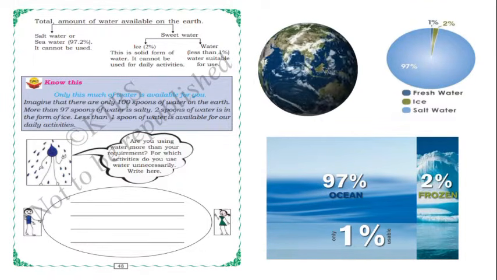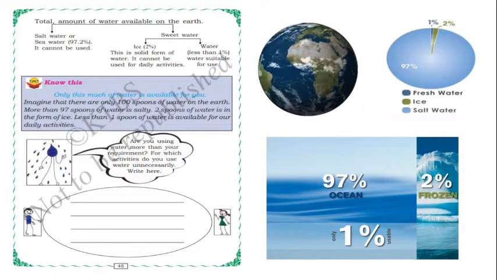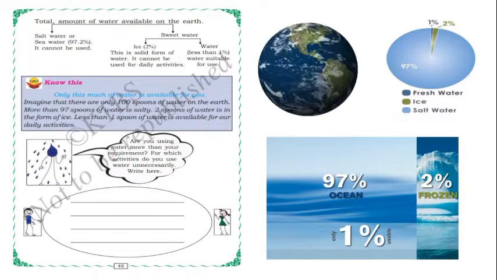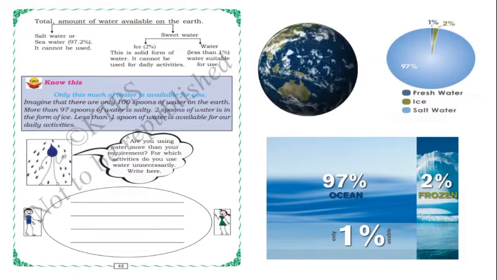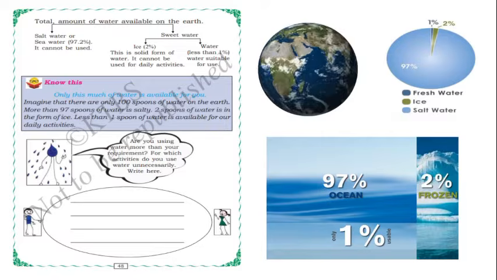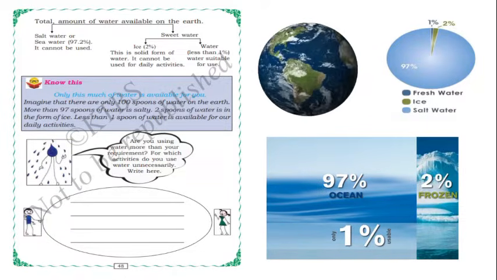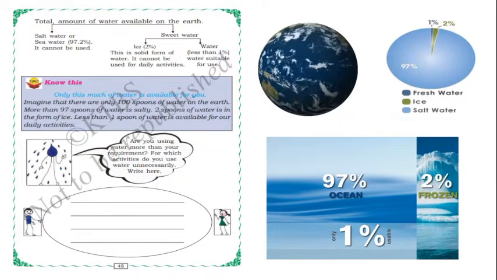And one more, water less than 1%. How much? Less than 1% water suitable for use. So how much is there for using purpose, children? Only 1%. That also less than 1%. We can use it for drinking, cooking, etc. But it is only 1%.